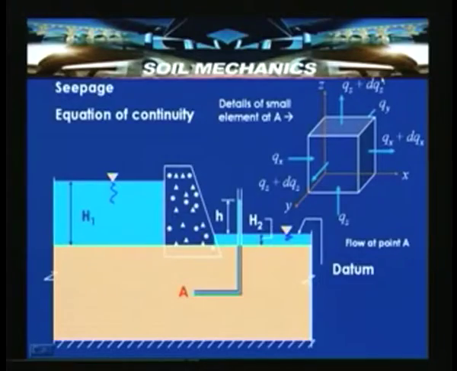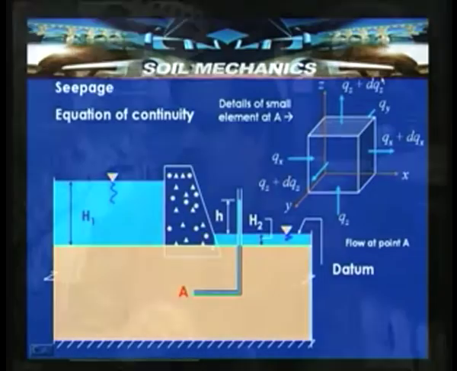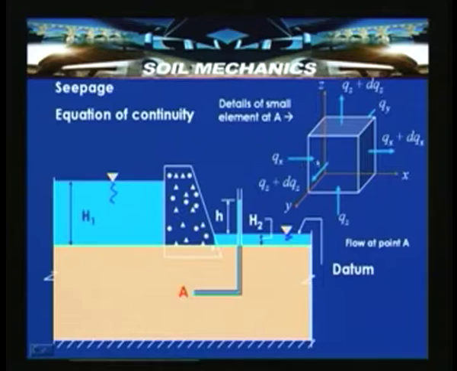Let us assume this small element has dimensions dx, dy, dz, so the volume of the element is dx dy dz, with dx in the x direction, dy in the y direction and dz in the z direction. Qz plus dQz is the flow coming out, so the net flow is dQz. Qx is the flow entering and Qx plus dQx is the flow coming out. Similarly, on the xz plane, Qy is entering and Qy plus dQy is coming out.